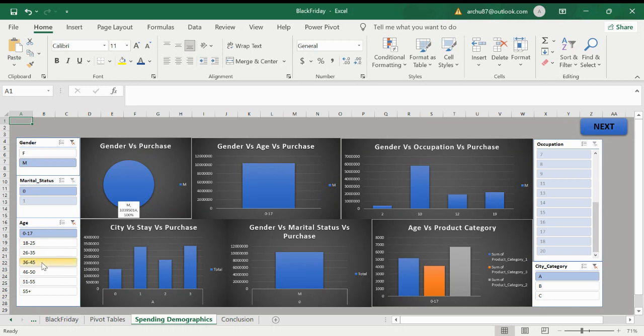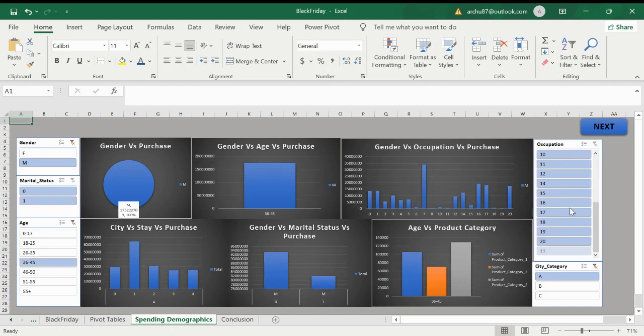And let's see for those who are in their midlife. Here we can see that the occupation 7 is purchasing more, male, and those who are staying for over 1 year are purchasing more. And I guess those who are unmarried are purchasing more here. And again, the product 2 category rules, the purchase number is more here.